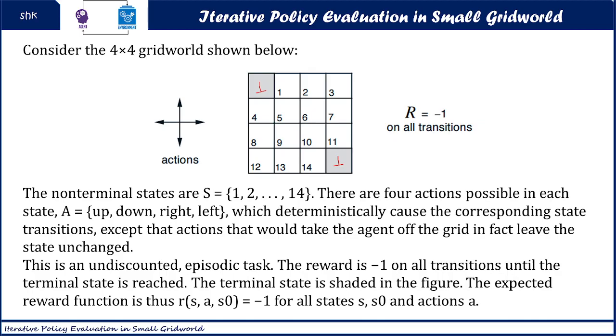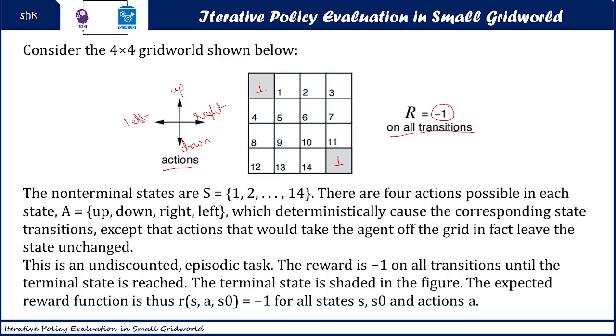And the actions which we can consider are moving upside, downside, right side, or left side. So these are the four actions we are going to consider. And in all these states, except the terminal states, for all the transitions, the reward we are going to consider is -1.